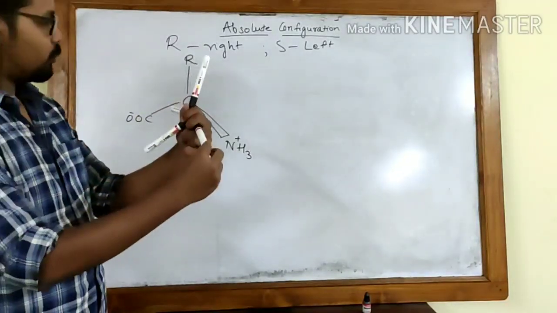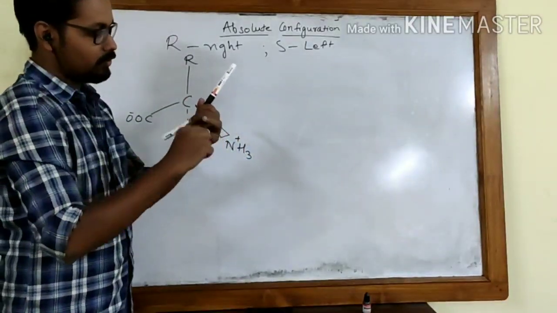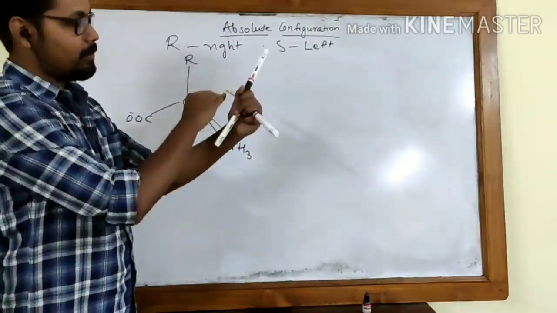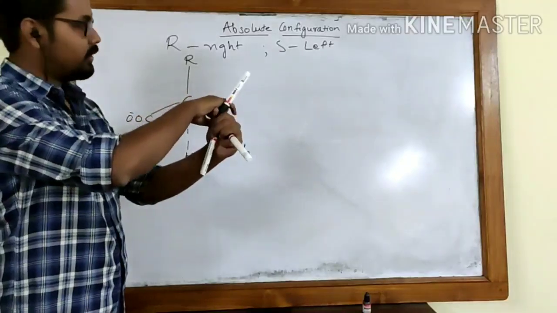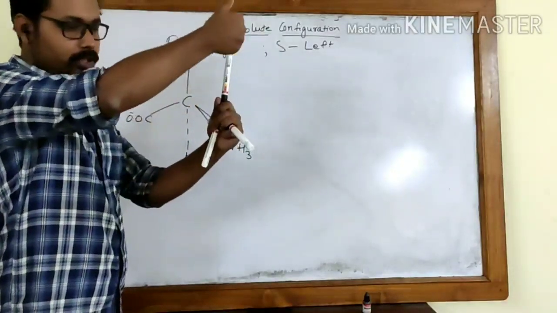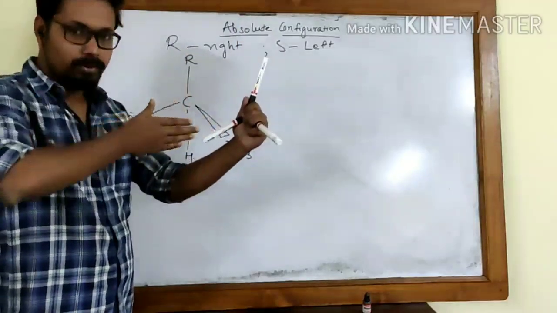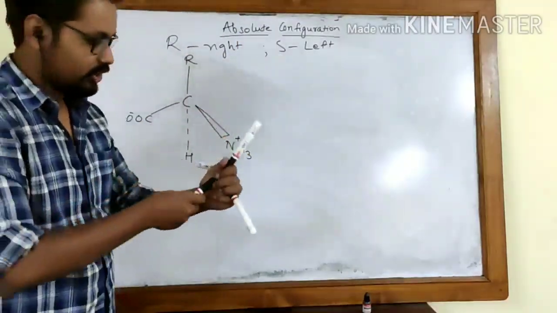So this is coming out of the board. This is my NH3 coming out of the board. This is my hydrogen which is going towards the back of the board. This is my R group on the top, and this is my C which is on the same plane as the R group. So this is forming a tetrahedral structure.